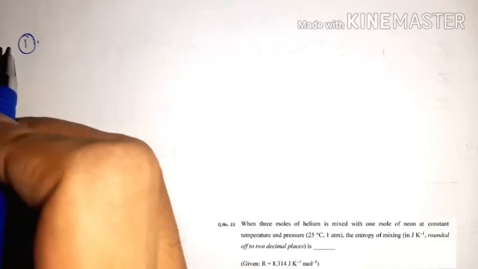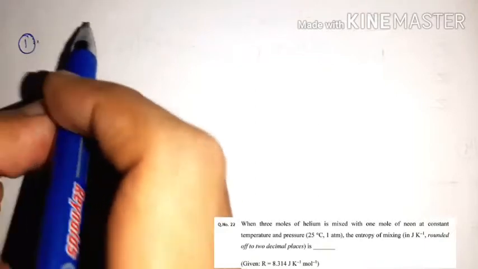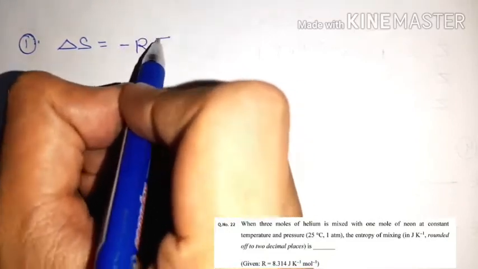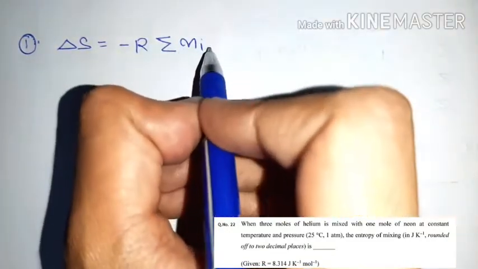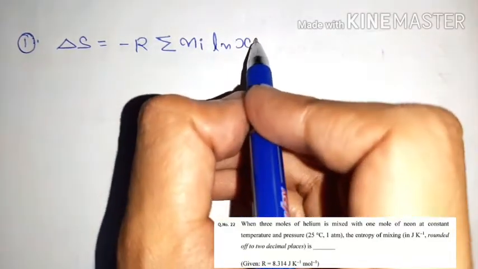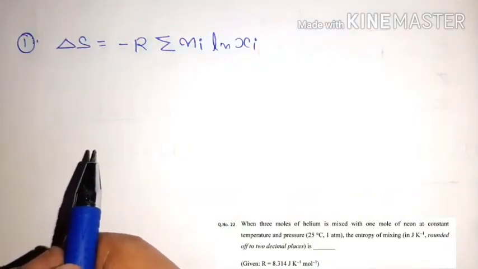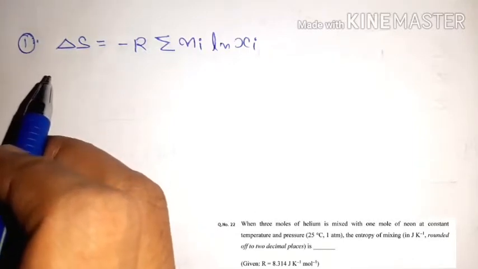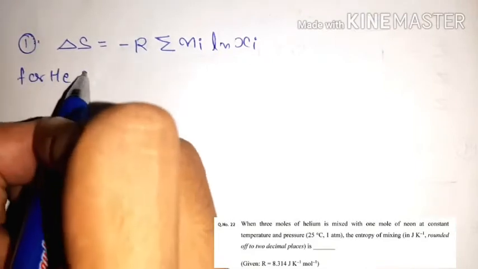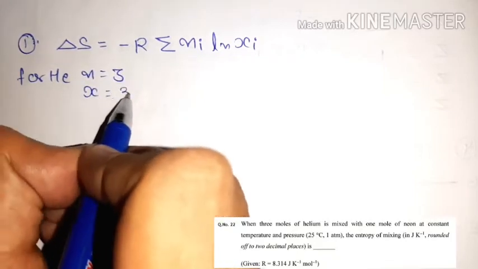And see, the entropy of mixing of any mixture is given by the formula delta S is equal to minus R summation of Ni ln xi, where Ni is the number of moles of that component and xi is the mole fraction of that component of the solution. Okay, so we have two components in our solution, that is helium and neon, and for helium the value of n, that is number of moles, is 3 and its mole fraction is 3 by 4.